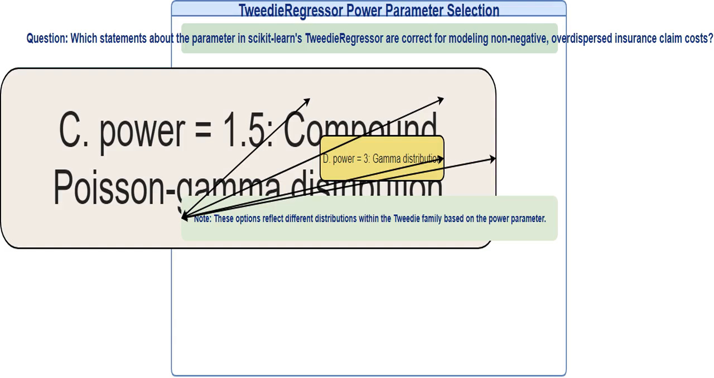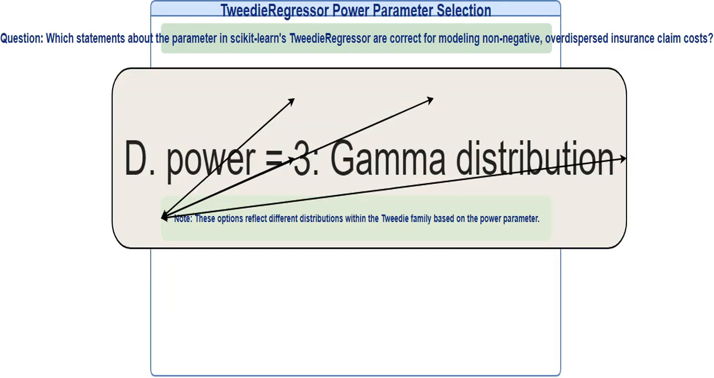This one is great for situations where you have count data that's overdispersed. That is, the variability in the data is higher than what a standard Poisson distribution would predict. This perfectly suits insurance claim costs. This is a key correct answer. With a power of 3, you get an inverse Gaussian distribution. It's used for continuous, positive data with high variability. This is another correct answer, suitable for modeling insurance claim costs.